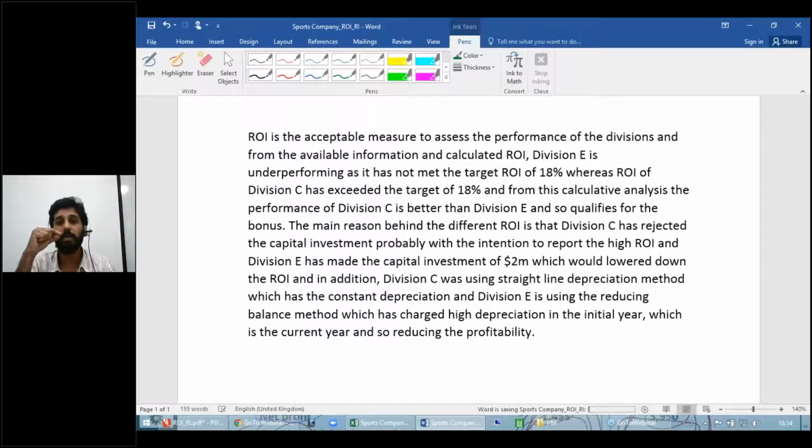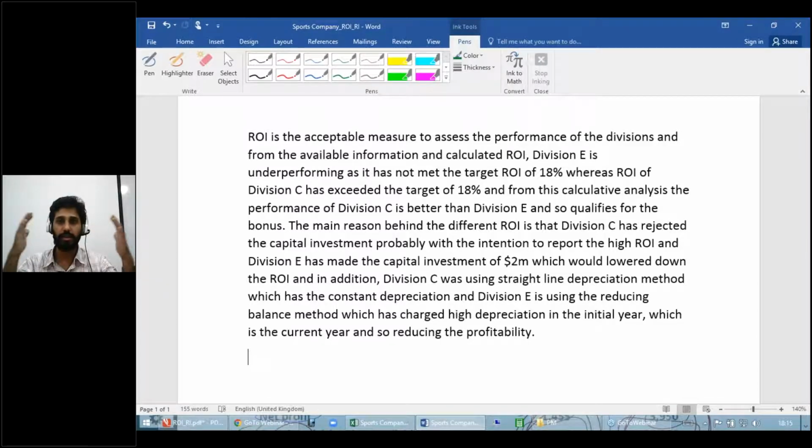Now, what may be the impact on the behavior of the manager? And you know why there is a capital expenditure being made? The capital expenditure is being made for the long-term survival, for the long-term success. And division C is not making the capital expenditure. That means division C is only focusing to maximize their own divisional ROI. They are not intending to increase the capital investment for the long-term survival.